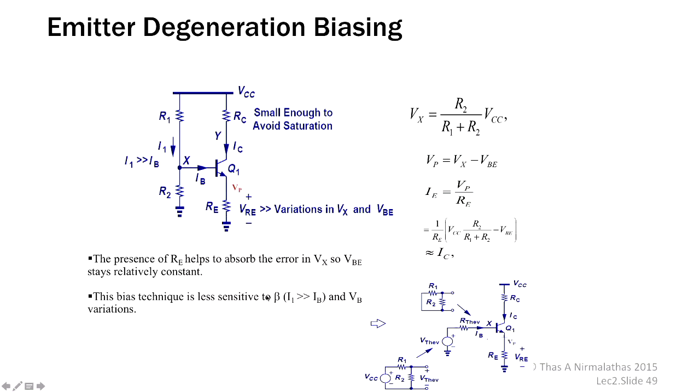This bias technique is less sensitive to beta and VB variations, because VB is the base voltage variations. If you make I1 greater than IB, the same as I said before, this current flowing through R1 and R2 is bigger and this current is very, very small. Then we can make this less sensitive to beta. With 10% fluctuation here, it will not vary 10% there, it will vary much less than 10%, depending upon the current you are getting. If this current is 100 and this current is 1, then if here it is 10% fluctuation, there it will be 10% divided by 100. It is very, very small.